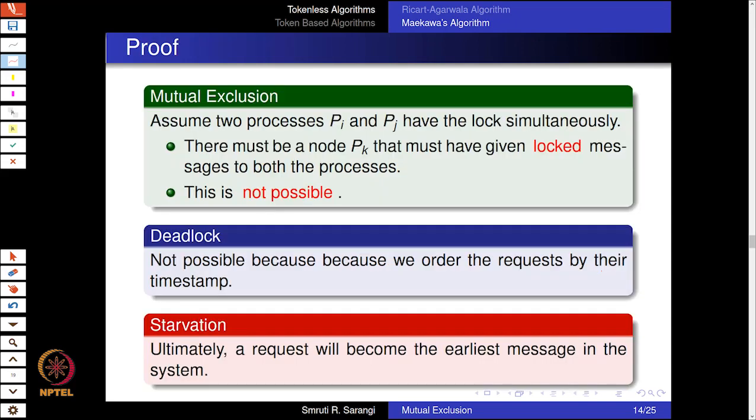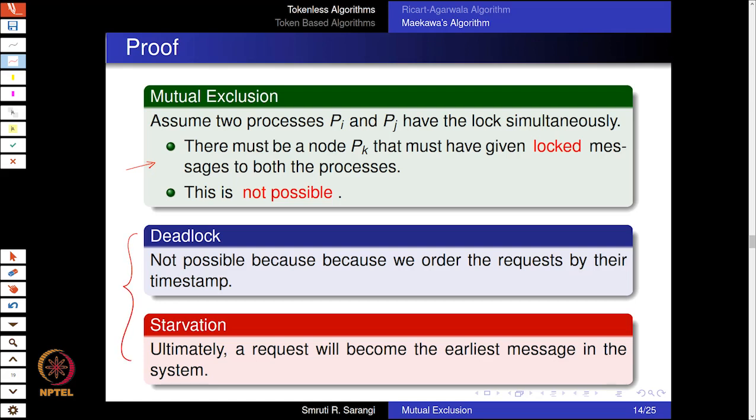Proof. The proof for mutual exclusion is easy. Assume two processes PI and PJ have the lock simultaneously, which means there has to be a node PK that must have given locked messages to both at the same time. That is not possible. If I am giving a locked message to PI, I will have to withdraw the locked message from somebody else. Given that this is not possible, mutual exclusion is always guaranteed.